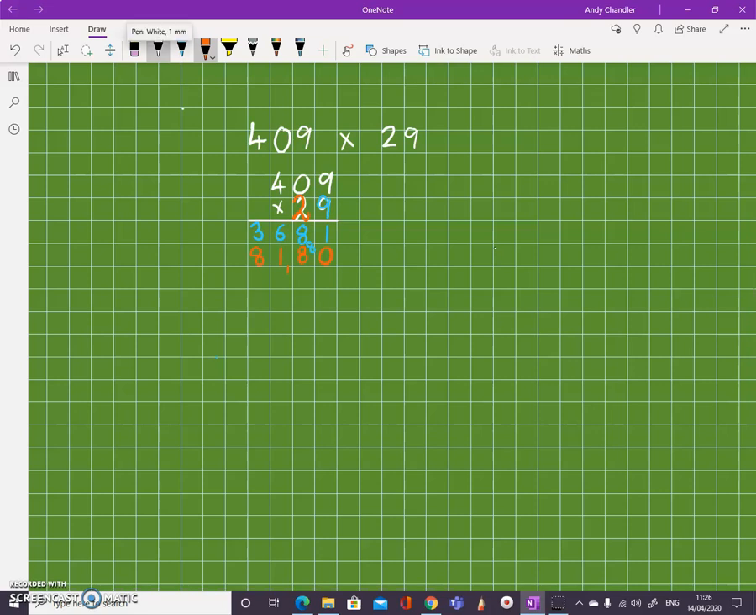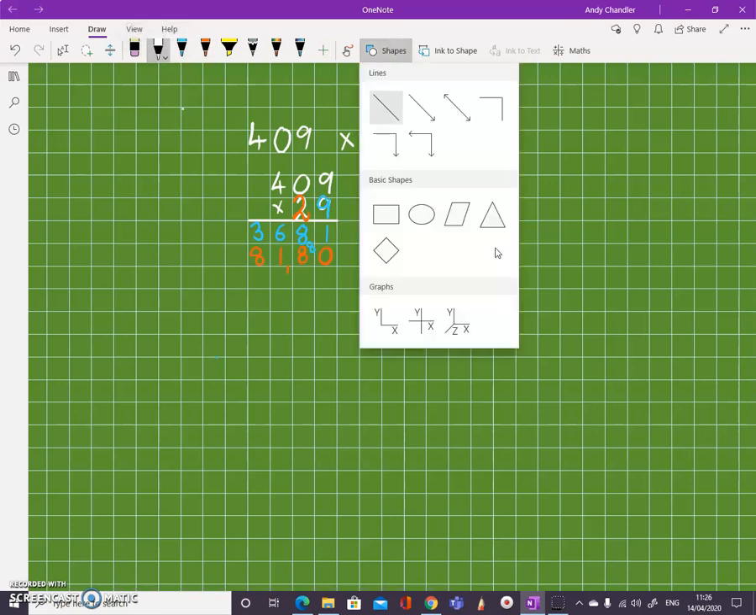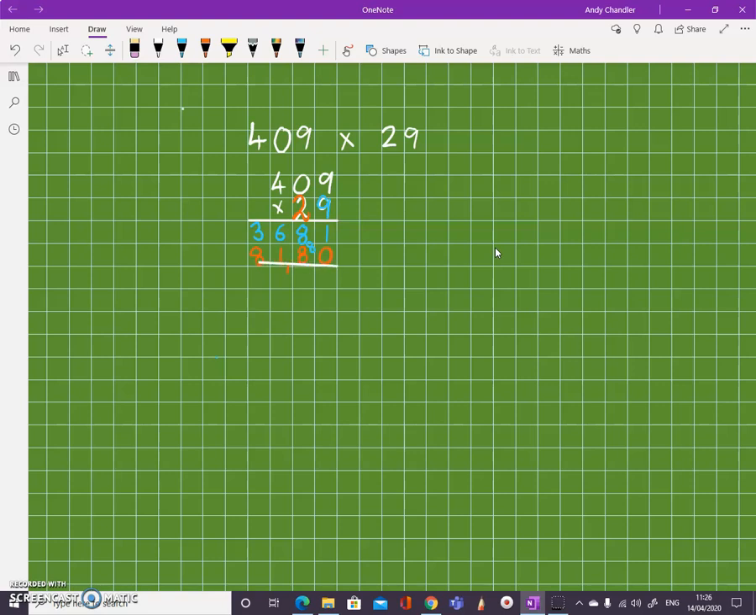And now I have to add them up. So I have 1 plus 0 is 1. 8 plus 8 is 16, put down the 6. Carry a 1. 6 plus 1 plus the extra 1 that I carried is 8. Nothing to carry there. 3 and 8 is 11. So the answer to 409 multiplied by 29 is 11,861.